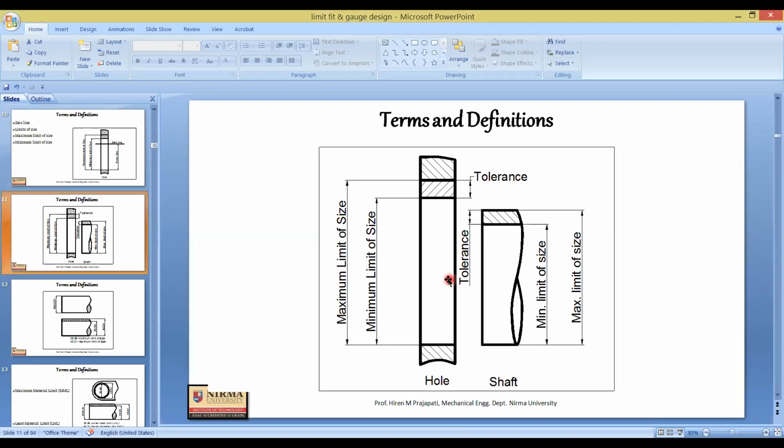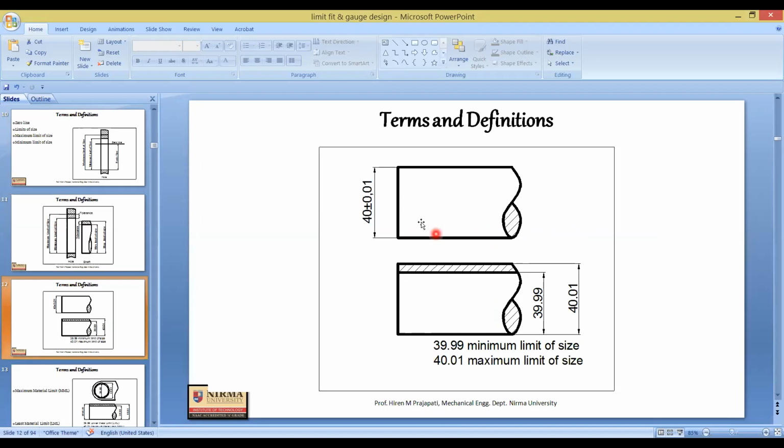The same is indicated in terms of hole and shaft features. This is what we discussed in the previous session. Then this is about indication of basic size and tolerance. So here you can see this is the shaft feature, an external feature. The external diameter of the shaft is 40, which is the basic size actually. We have allowed a variation of plus or minus 0.01, so the total variation in dimension is plus 0.01 to minus 0.01.